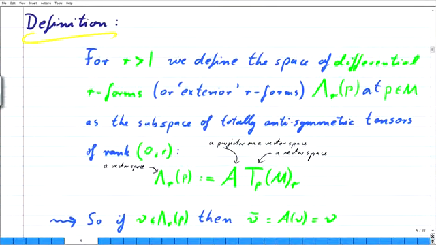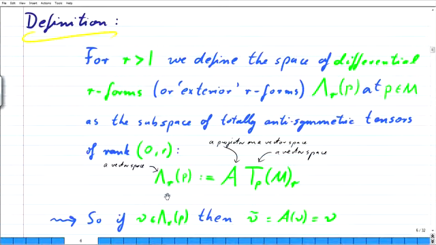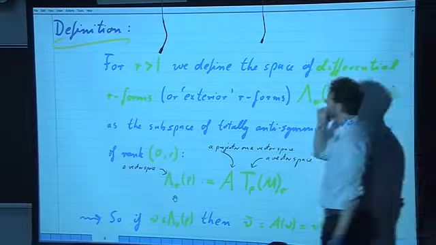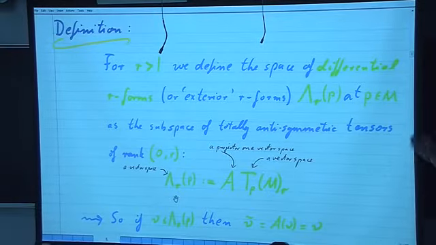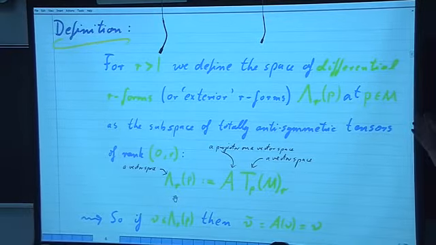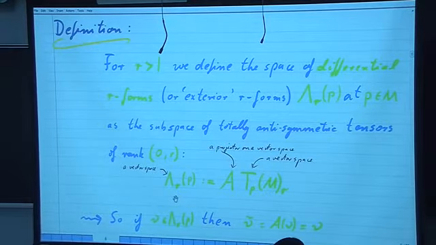Now we are ready to define differential forms. So let us look at covariant tensors of rank 0r, where r is larger than 1. You see, if r is 0 or 1, then there's nothing to antisymmetrize. But if r is 2 or 3 or 4 and so on, then the tensor has multiple indices, has multiple tensor factors, and so we can antisymmetrize.